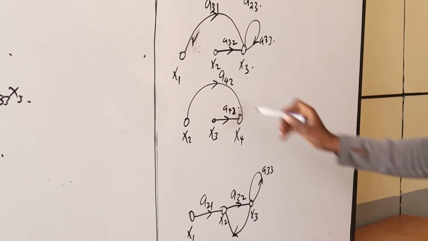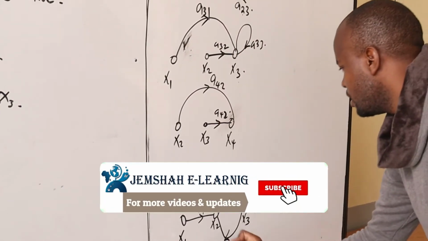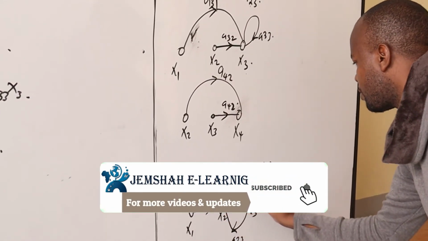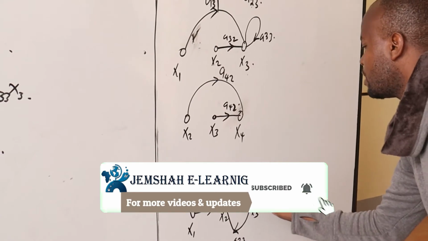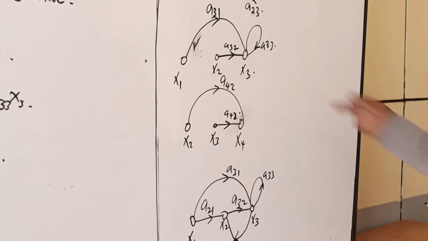A32. Then there is something that comes from this X1 up to X3. So we can have something from X1 to X3 here, so that here we have A31. And you shall be through with the first two.